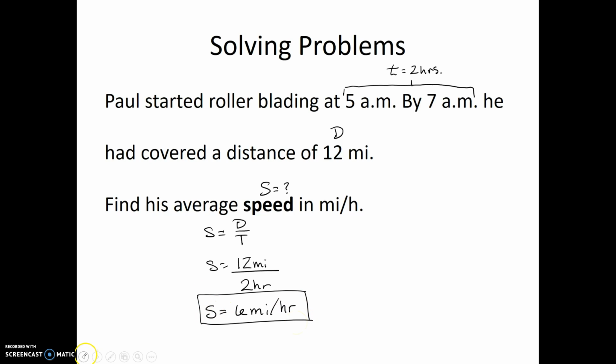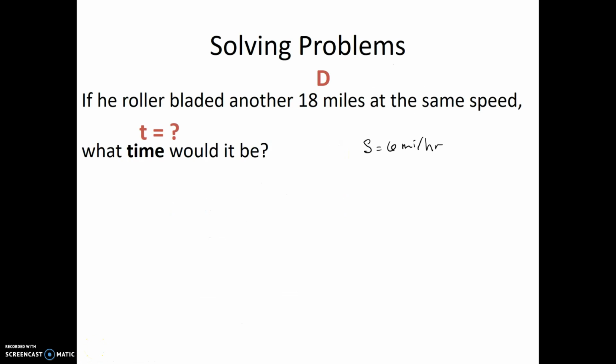Let's skip down here now to letter B. It says, if he rollerbladed another 18 miles at the same speed, what time would it be? So remember that Paul was traveling at 6 miles per hour. So let's figure out, first of all, how long it takes him to travel that distance. So time equals distance over speed.